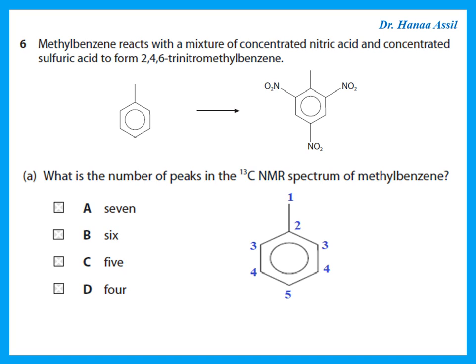So we have one at the CH3 branch. We have another one at the carbon on the benzene to which the CH3 is attached. And then the other carbons are symmetrical. So we have a total of 5 different types of carbons or different carbon environments.